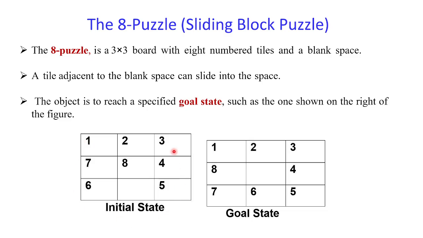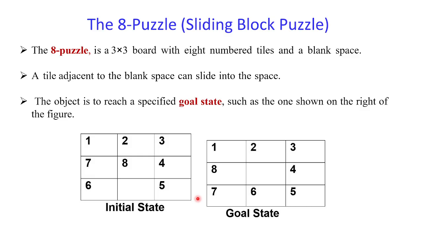For example, if this is your initial state, I can move tile 6 here, move tile 8 here, or move tile 5 here. The objective of this problem is to bring it to this goal state, meaning it's arranged like this: 1, 2, 3, 4, 5, 6, 7, 8. Some scrambled arrangement is given as the initial state and you're trying to reach this goal state. This can be arranged in 9 factorial ways, with so many possible configurations.